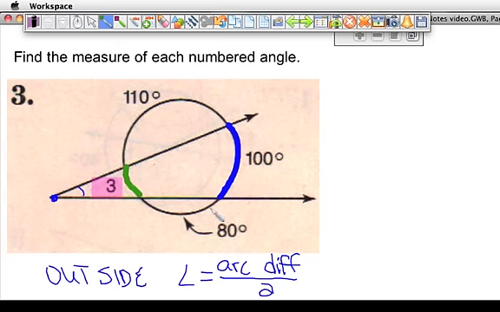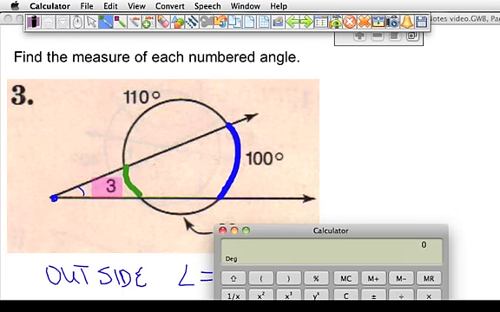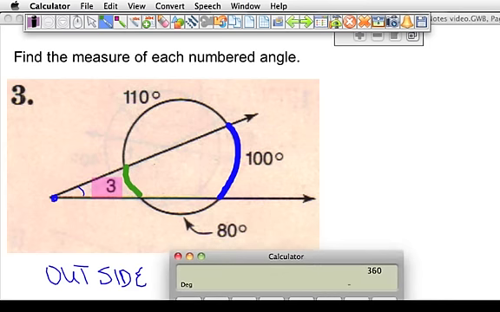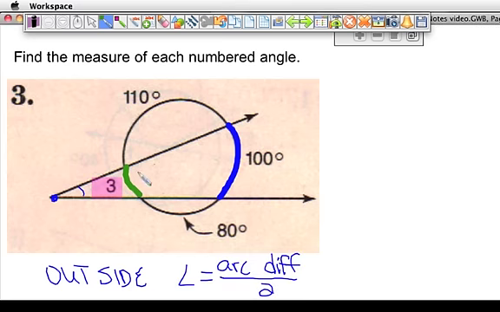A whole angle is 360 degrees. And I know 3 of these pieces. I can find the 4th piece just by subtracting. So I have 360 degrees minus the ones that I know, minus 110, minus 100, minus 80, and I get 70 degrees. Careful, that's not your answer. That's just the green arc right there.